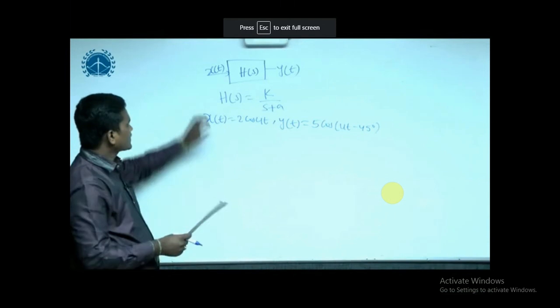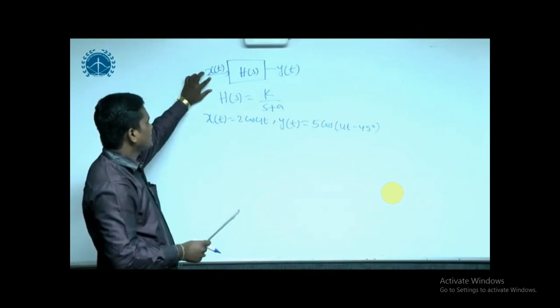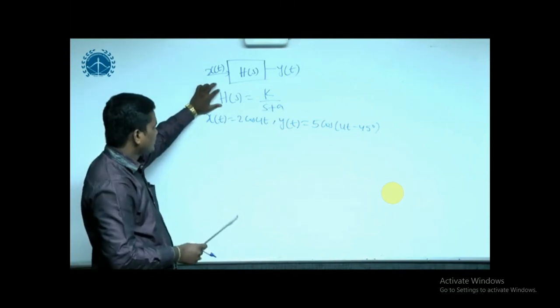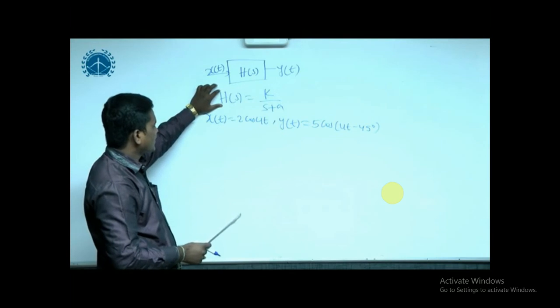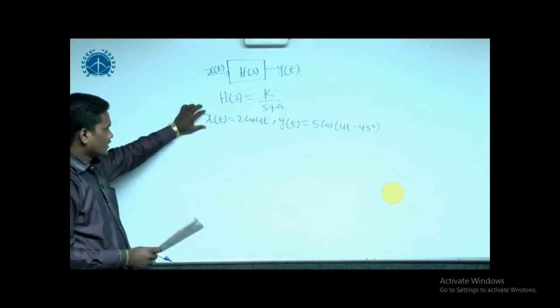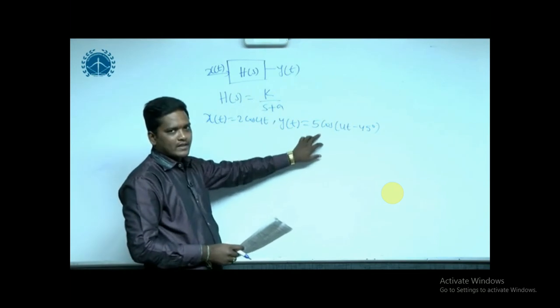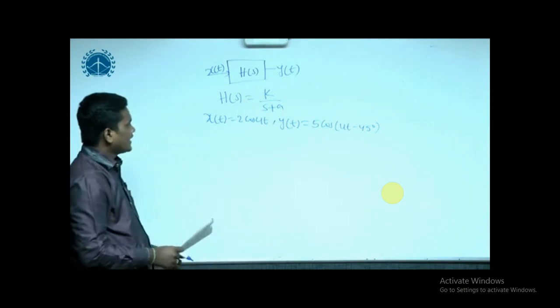The question is: a system is related as x of t is the input and y of t is the output. This is the transfer function of the system, H of s equals k by s plus a. We are applying the input 2 cos 4t and the output is 5 cos of 4t minus 45 degrees. Then what are the values of k and a?